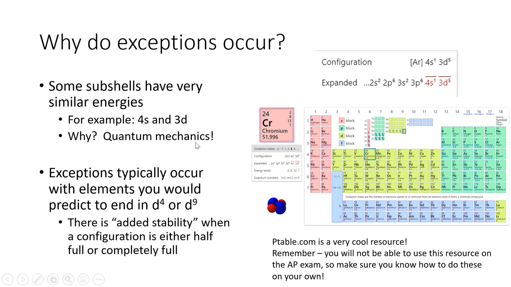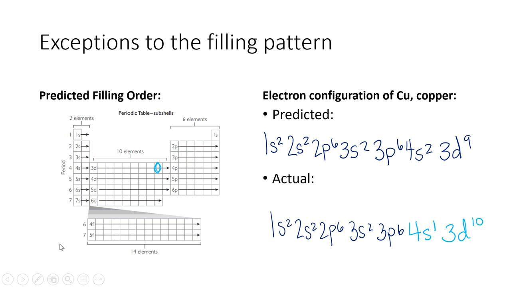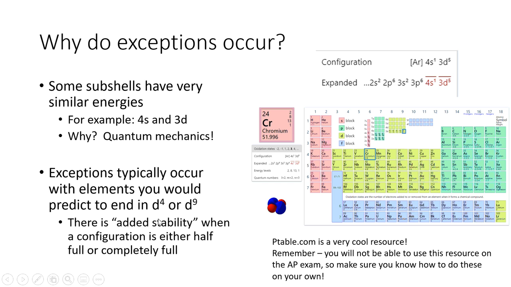So there's a pattern to when we tend to see these exceptions. They typically occur with elements you would predict to end in d4 or d9. Notice back here, we predicted that copper would end in d9, and it's just one away from being filled. Because of quantum mechanical reasons, having this subshell filled is actually a lower energy state than this right here. So it tends to happen when the subshell is close to being either half full or completely full, which happens in a d4 or a d9.